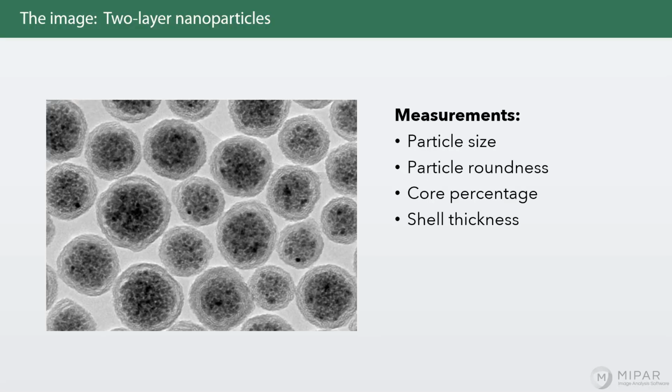So the image that we have today is one of some two-layered nanoparticles. These nanoparticles have a core in the center and a shell around the outside. And what we want to do is measure particle size. We also want to measure particle roundness. And then to get at the internal structure of the particles, we want to measure the percent of the particles that's core as opposed to shell, and also the thickness of the shell.